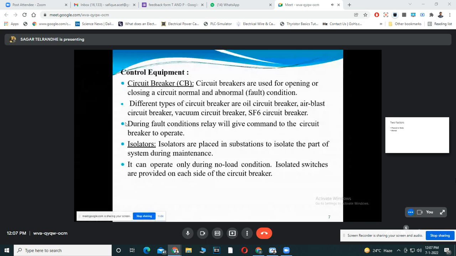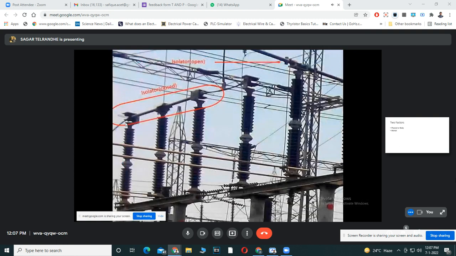Isolators. Isolators are placed in substations to isolate a part of the system during maintenance or during fault conditions. Also, they can operate only during no load conditions. Isolating switches are provided on each side of the circuit breaker. So now let us see what an isolator looks like. Here on the screen you are able to see an isolator.